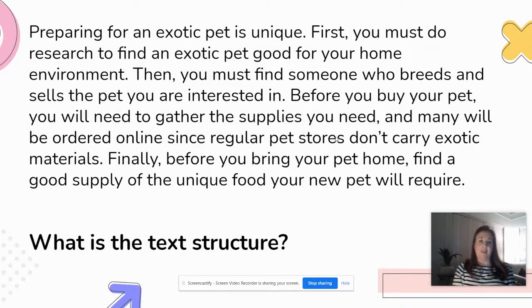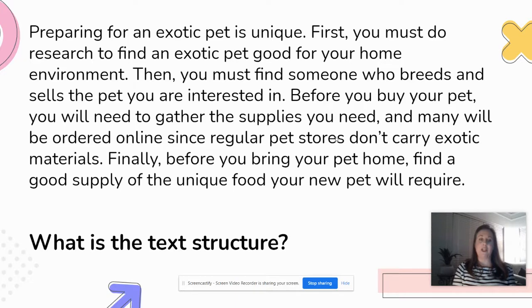Preparing for an exotic pet is unique. First, you must do research to find an exotic pet good for your home environment. Then you must find someone who breeds and sells the pet you are interested in. Before you buy your pet, you will need to gather the supplies you need, and many will be ordered online since regular pet stores don't carry exotic materials. Finally, before you bring your pet home, find a good supply of the unique food your new pet will require.